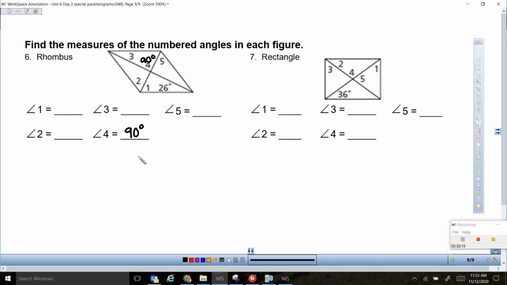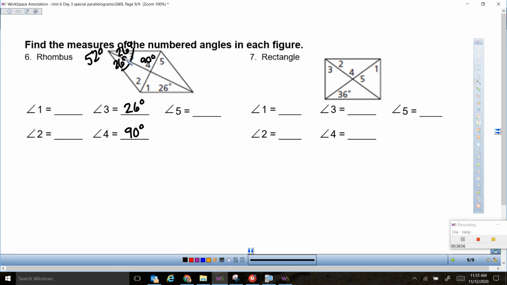A rhombus is also a parallelogram, so I can use alternate interior angles. So if this angle is 26, what is angle 3? 26. And you already said that the diagonals bisect the angle, so if this one's 26, then this one is also 26. And if I add those two together, what is this total angle right here? 26 plus 26 is 52.